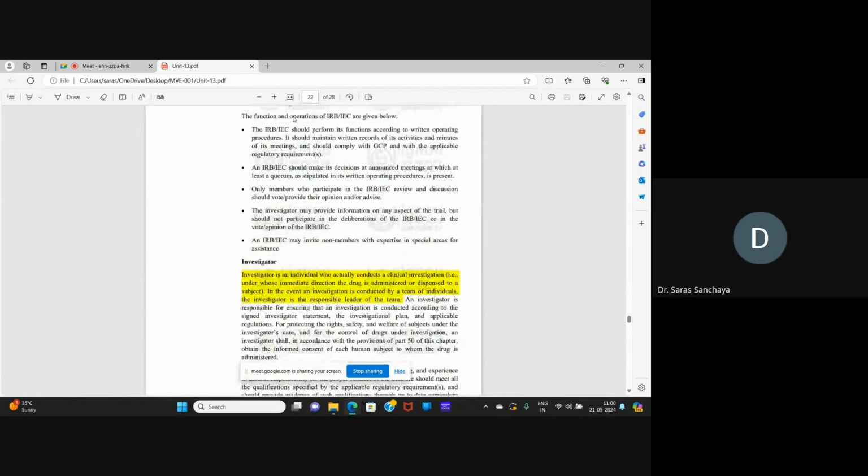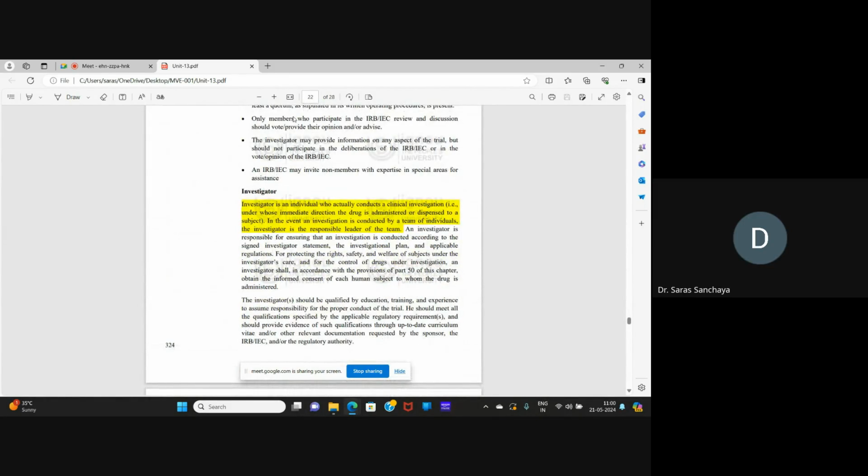Investigator. An investigator is an individual who actually conducts a clinical investigation, under whose immediate direction the drug is administered or dispensed to a subject. In the event an investigation is conducted by a team of individuals, the investigator is the responsible leader of the team. An investigator is responsible for ensuring that an investigation is conducted according to the signed investigator statement, the investigational plan, and applicable regulations.